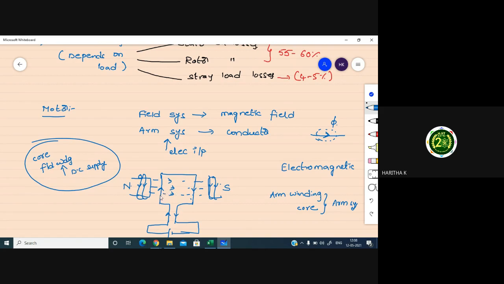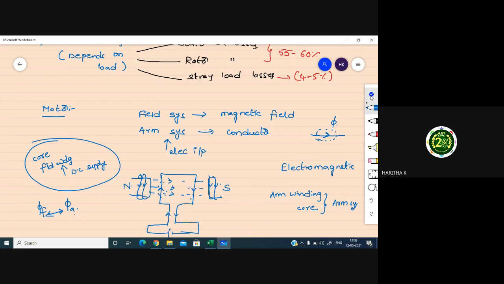Due to this current, again some flux will be produced. The flux produced by the armature is called the armature flux, and the flux produced by the field is called field flux. Let us assume these are phi f and phi a. We have two fluxes now, flux produced by the field winding and flux produced by the armature winding. These two fluxes interact with each other, then it creates a force. So like that, the motor starts rotating.